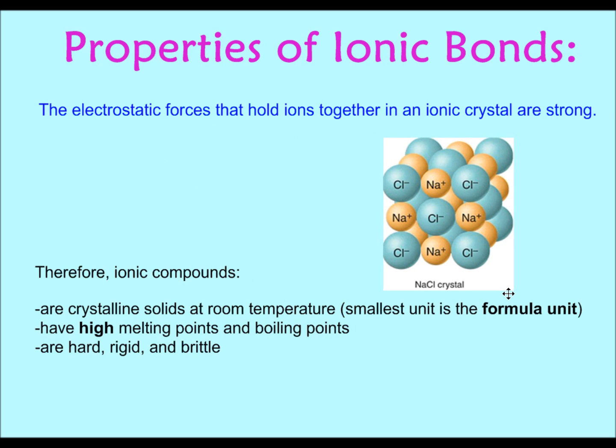So the electrostatic forces that hold ions together in an ionic crystal are strong. These are strong bonds. Therefore, ionic compounds are crystalline solids at room temperature, meaning the smallest unit is the formula unit. So we've learned about molecules, formula units, atoms, all of that stuff. When we talk about ionic compounds, their unit is a formula unit. So they'll have high melting points and boiling points, and they're hard, rigid, and brittle. So a diamond, for example, is a great example of something that has ionic compounds, or is an ionic compound.